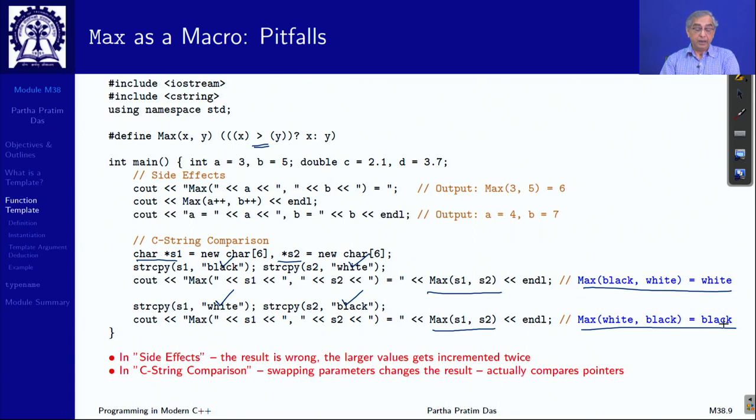Why? Because this comparison is just comparing the pointer values, not the strcmp function, because you have no way of saying that. So, if your comparison operator is something different from the basic built-in type operator, then also this solution is not going to work. So, it will not work for string, it will not work for any class that I define for myself, because the comparison for that class will not be known to the macro processor.